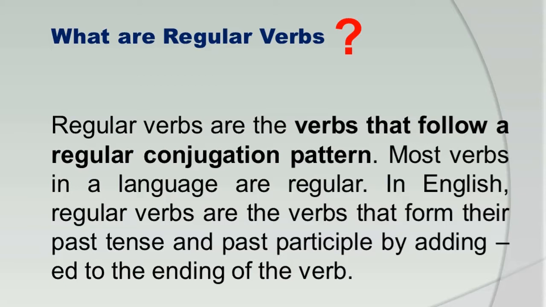In English, regular verbs are the verbs that form their past tense and past participle by adding ed to the ending of the verb. Students, you see I have written here ed, so you may have a question: can a regular verb only take ed to be conjugated or to be made past? No, students, there will be something more. T can be used to make a verb conjugated when you are making it past or past participle.